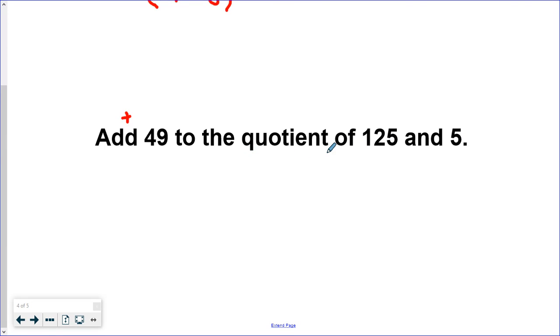Now, I'm hoping that this word quotient rings a bell to you, because this would be the answer to a division problem. So since I don't know what I'm going to add 49 to, which means that I have to do this first, that means this is the part here that should be put in parentheses. So I'm trying to find the quotient of 125 and 5. So I'm going to put 125, and then I'm going to be dividing because I want to find that quotient first. So I'm going to take 125, divide that by 5.